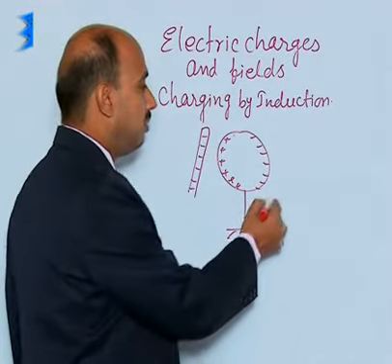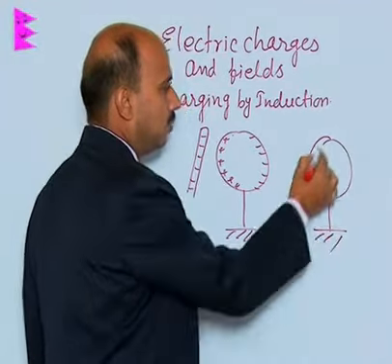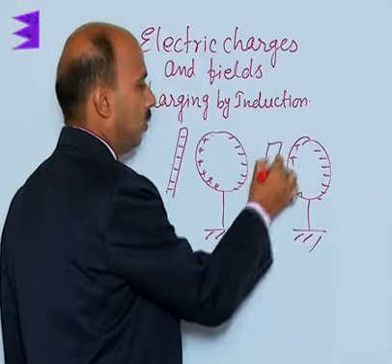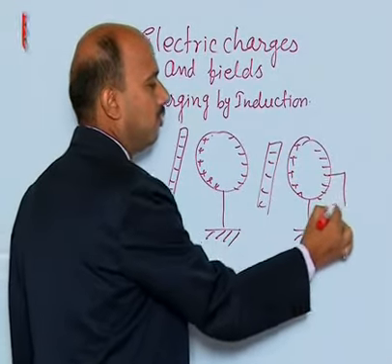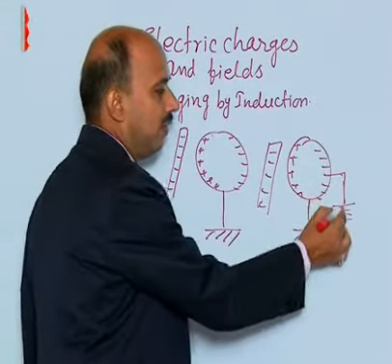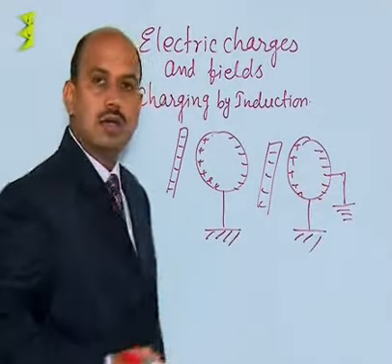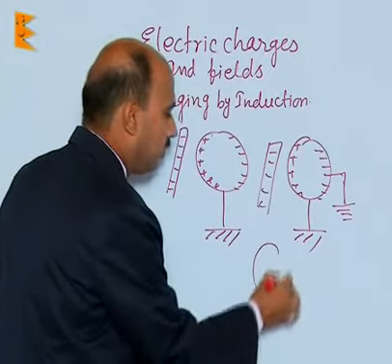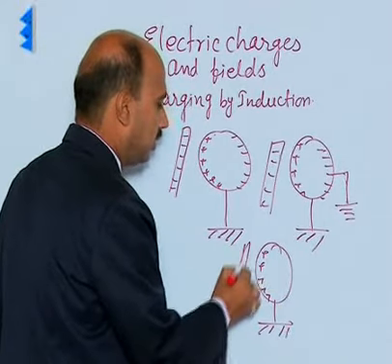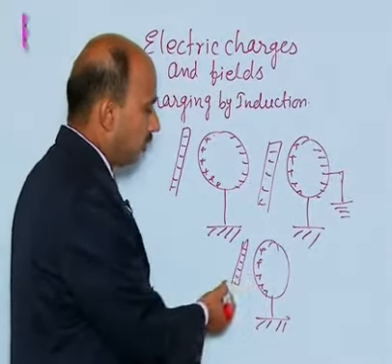Now, in the next step, what happens here? I am taking the same sphere, making another diagram, and the negative rod remains here only. This portion is grounded. It is connected to the earth. When it is grounded, all the negative charges of this side flow to the ground. So you will be getting only positive charges on this sphere, which are bound with the negative charges of this ebonite rod because of the force of attraction.